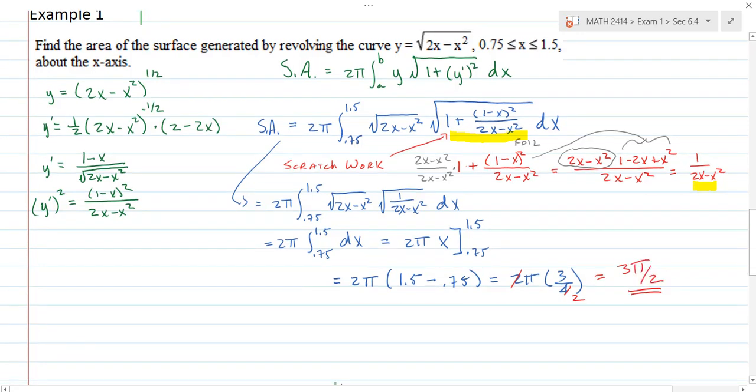So most of the work here was done in the scratch work where I found the derivative squared and where I combined these two terms underneath the radical to simplify the radicand. I wanted to do that so that I could simplify the integrand, which makes the integration way easy. And then evaluating the integral is not terribly difficult either.